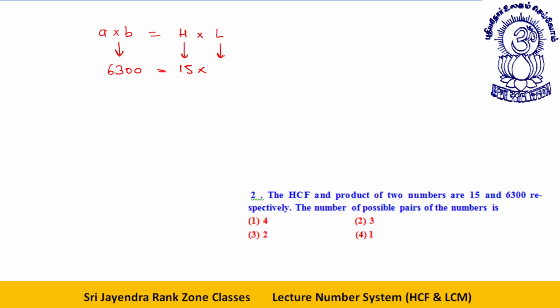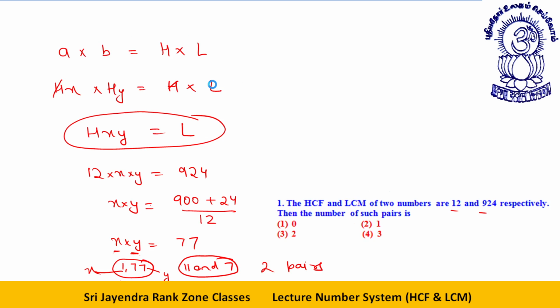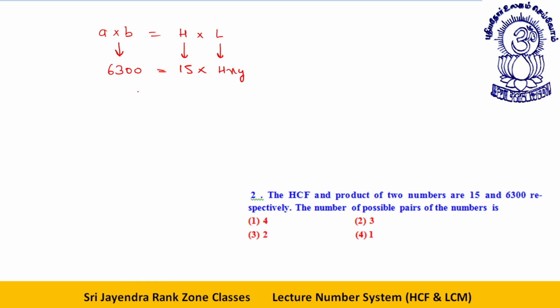Also, we know L is actually H into x into y. L is equal to H into x into y. We have done this. So if I cancel the 15 with 6300, what do I get? Even if I cancel this by 15, I get 420 is equal to 15xy.